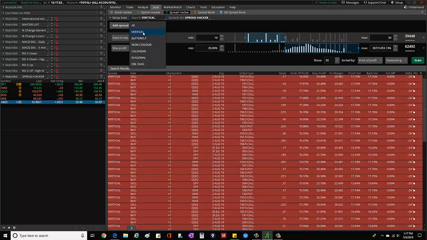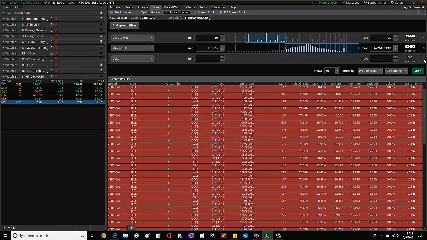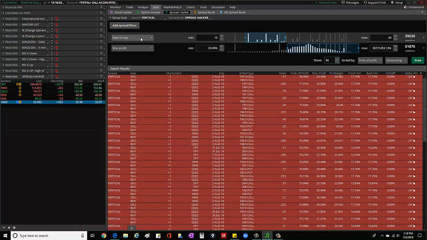So I'm only looking for vertical spreads. You can sort it by whatever option strategy you see there. And the two filters, I'm not going to add another one, but all you have to do is hit this add spread filter and it'll add them. And I've already got them up here. So I use days to expiration and max profit for this video, and you can change it to whatever fits your needs, but for this video we'll just leave it at a minimum of 10 days and a maximum of 30 days. And then for the max profit, we want to try to get at least 20%.